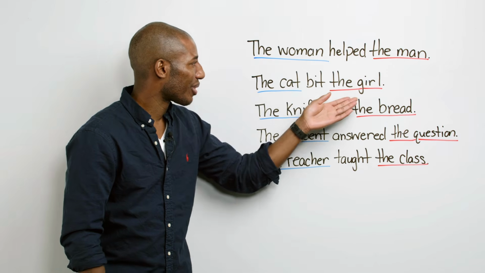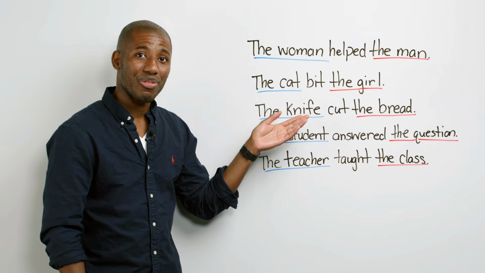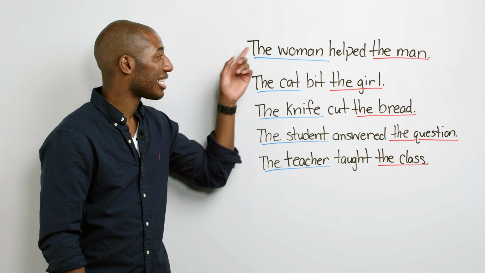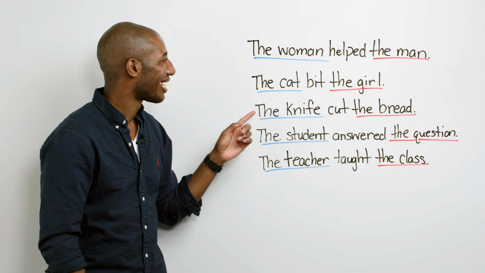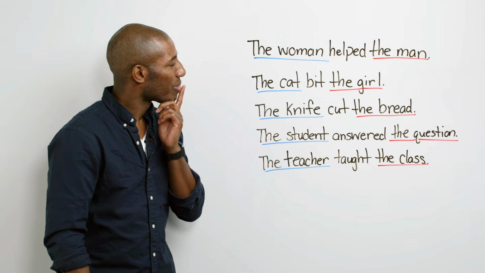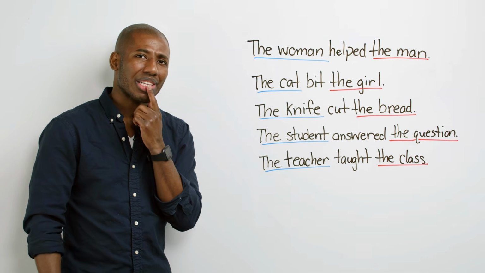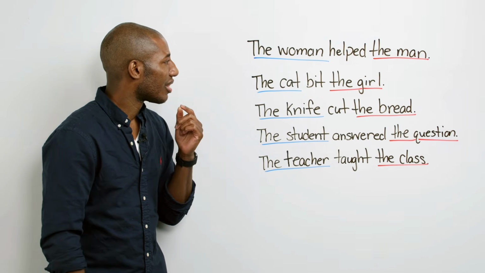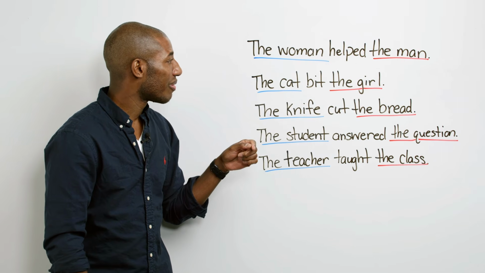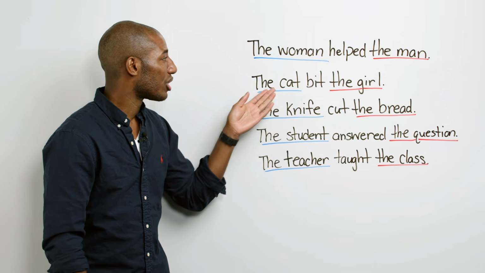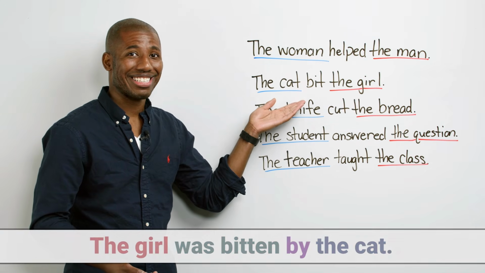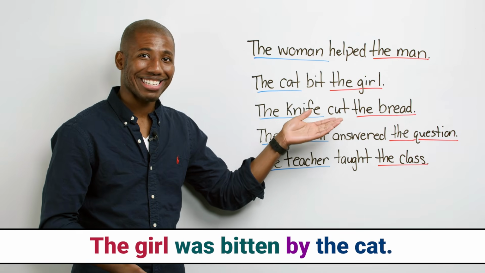The cat bit the girl. Just like we learned before, we're going to switch our doer and our receiver. So now the girl is in the front of the sentence. The girl, bit, the past participle of bit. This one's a little bit different. Bit is going to change to bitten. When we add our to be verb was, the girl was bitten. By what? The cat. The girl was bitten by the cat.